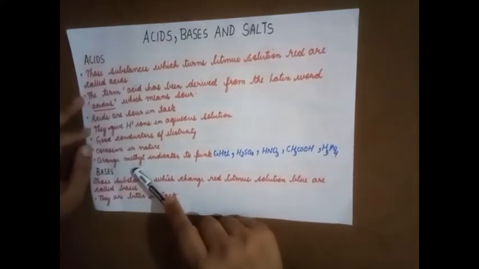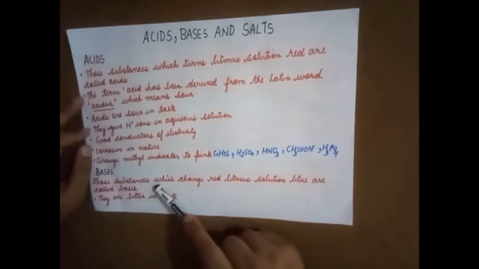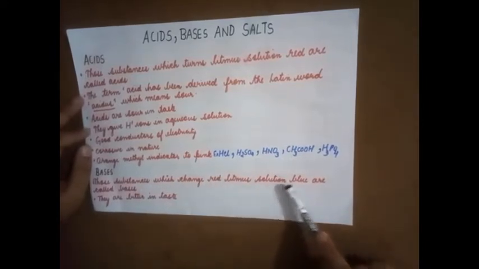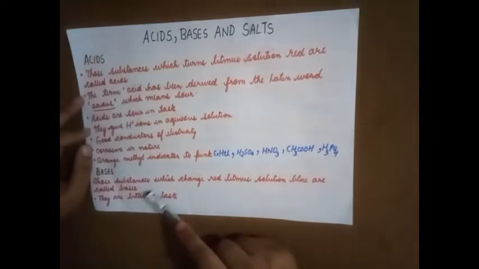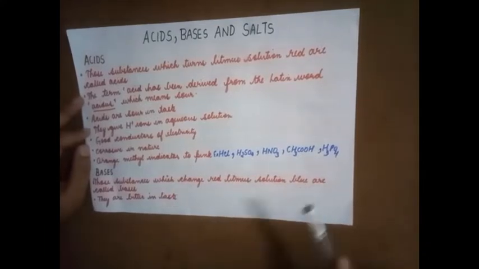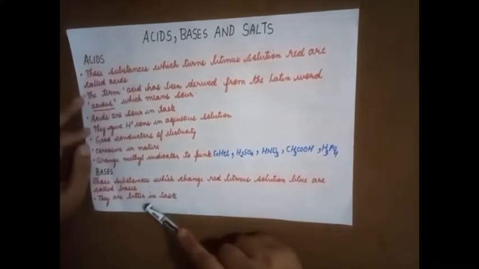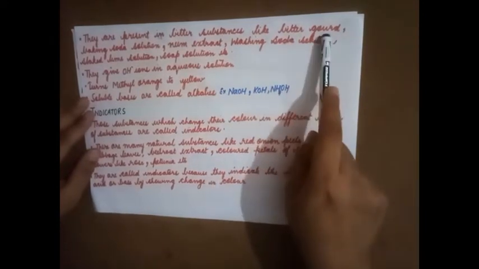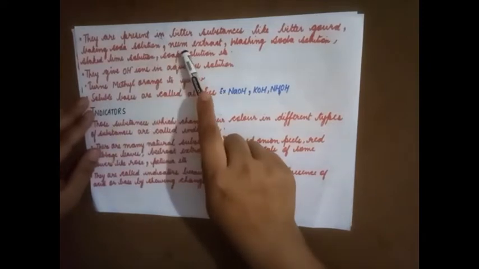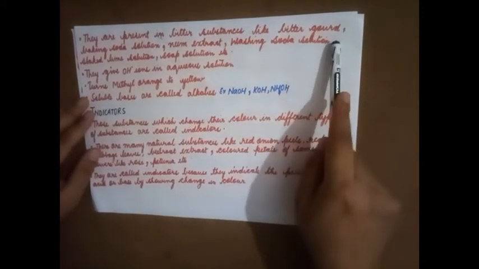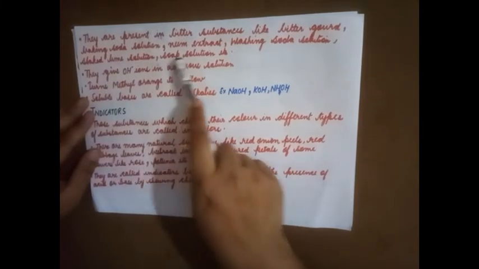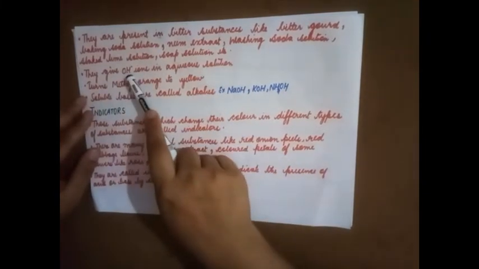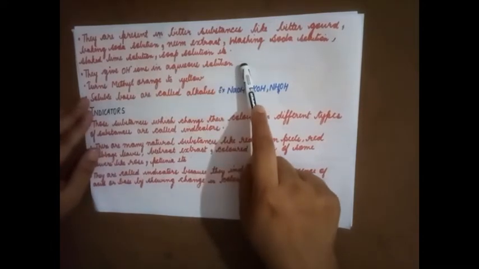Next, moving on to bases. Those substances which change red litmus solution blue are called bases. Here we see that the litmus solution is changed into blue and such solutions are known as bases. They are bitter in taste. They are present in bitter substances like bitter gourd, baking soda solution, neem extract, washing soda solution, slaked lime solution, soap solution. It gives OH- ions in aqueous solution.